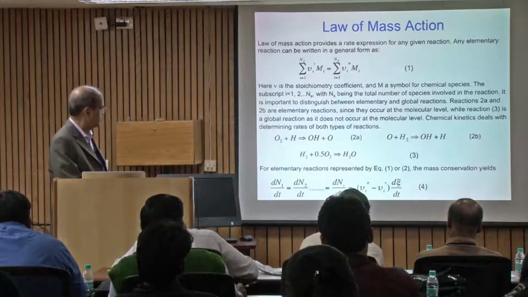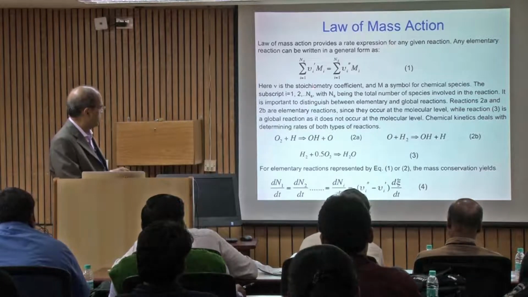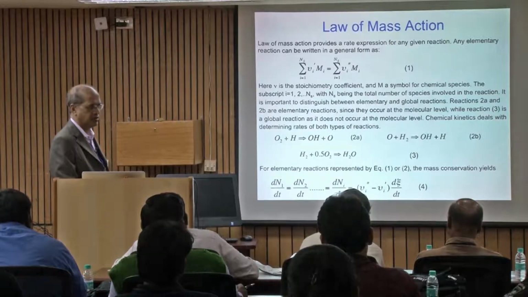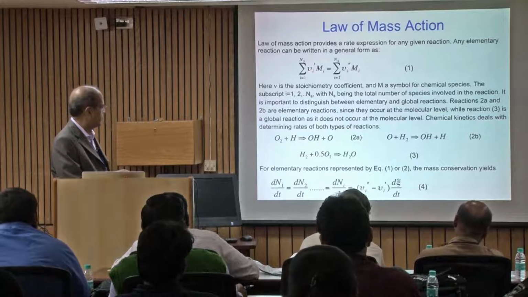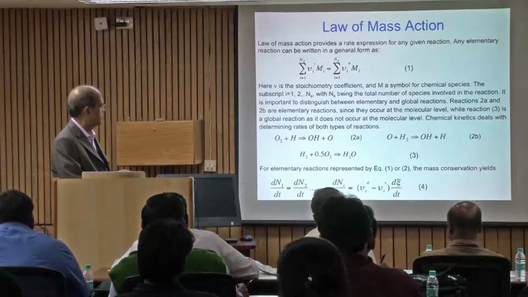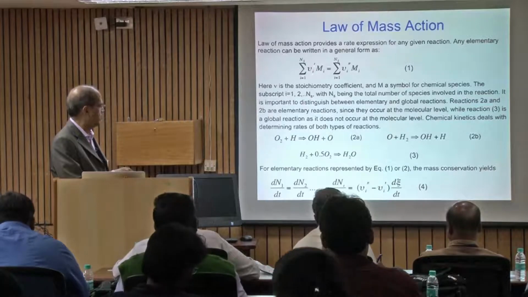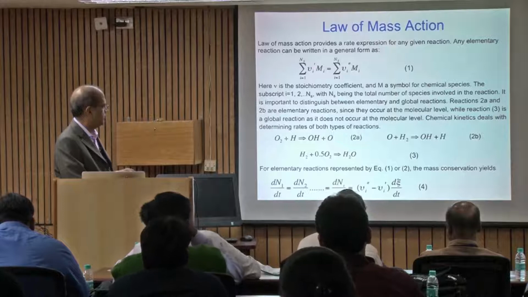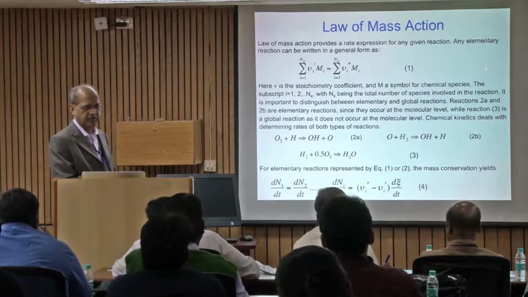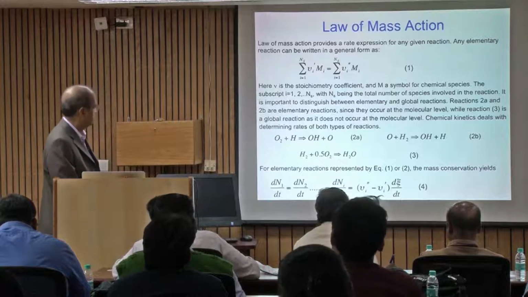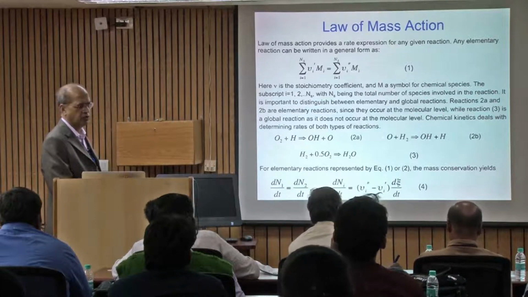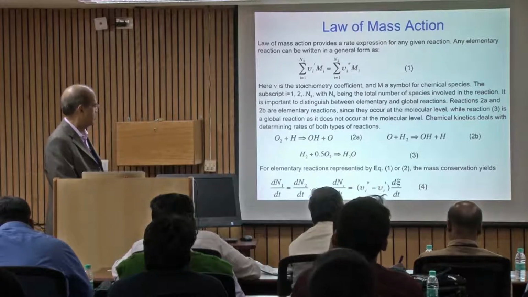For example, if you take this reaction, you can easily explain this equation. NS here is the total number of species, so here NS will be 4. The first species, let's say, is O2, so M represents the species, and the stoichiometric coefficient will be 1. So nu i prime will be 1. Single prime is the reactant side, double prime is the product side, for the same species i. In this example, nu 1 prime will be 1, and nu 1 double prime will be 0, because O2 does not appear on the right hand side. That's the convention we follow.